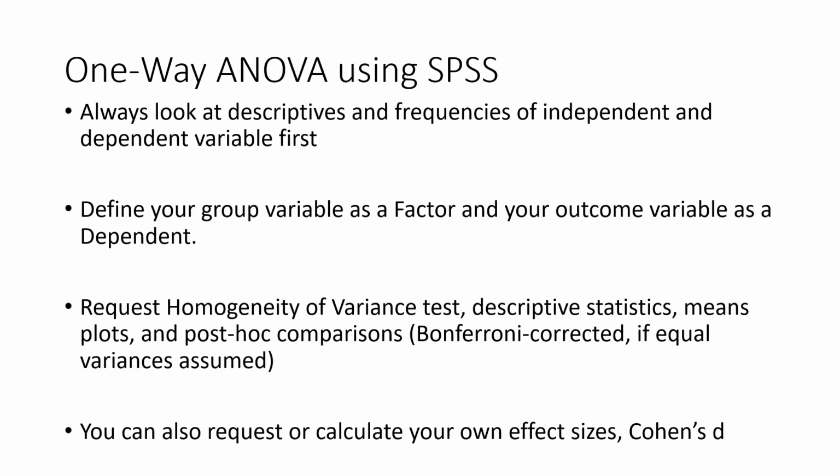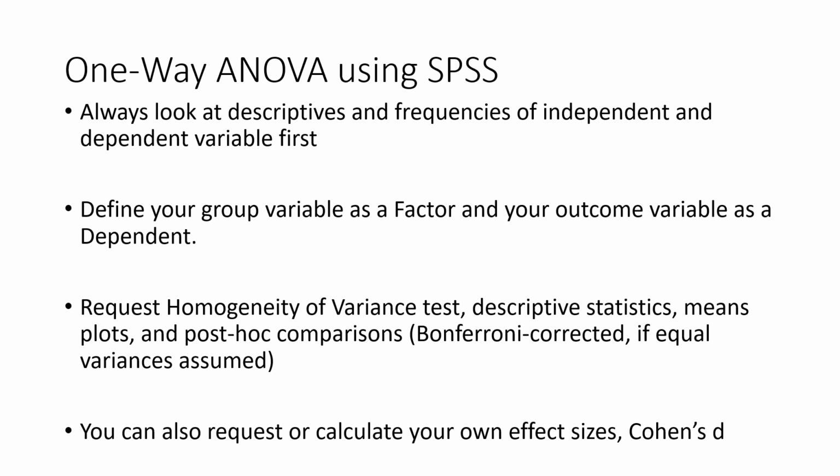Thankfully, we don't have to calculate F statistics by hand. We can use SPSS to do it. And I've articulated a few steps that you can carry out in order to produce your own one-way ANOVA using SPSS. So the first thing you want to do is look at your descriptive statistics and frequency distributions for your independent and dependent variables. Then you want to define your group variable as what is referred to as a factor and your outcome variable as a dependent.